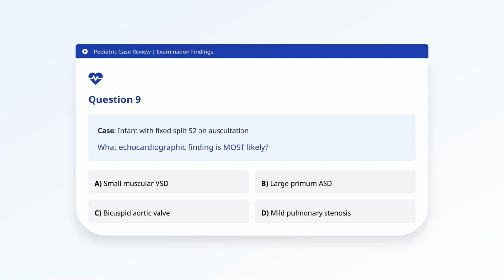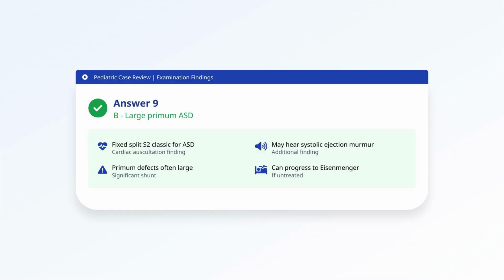Option A, small muscular ventricular septal defect. Option B, large primum atrial septal defect. Option C, bicuspid aortic valve. Or option D, mild pulmonary stenosis. The correct answer is B, large primum atrial septal defect.